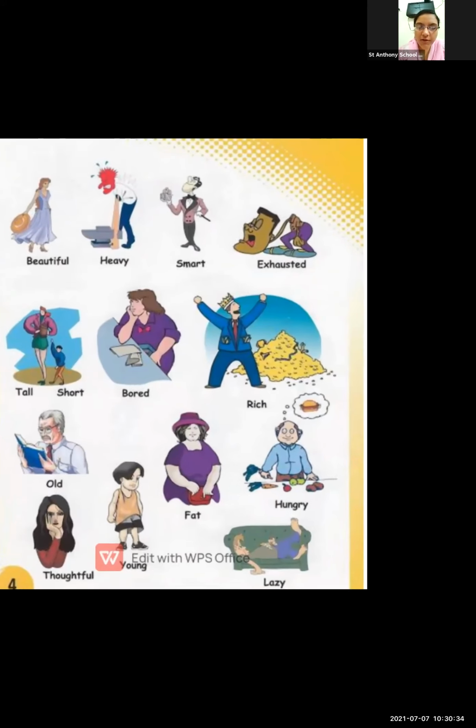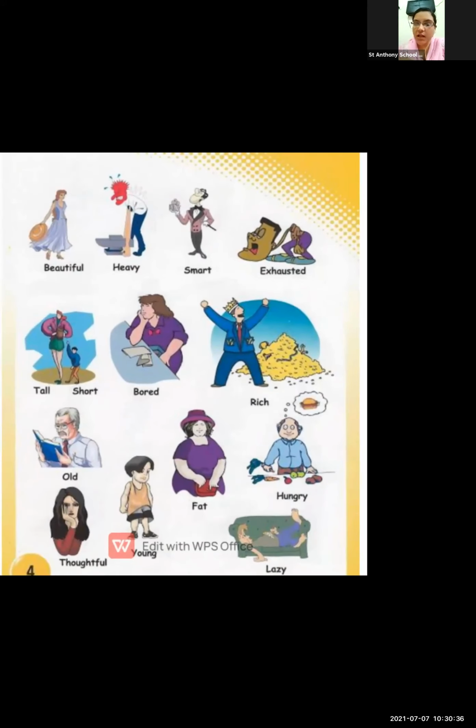Okay. Here you can see different words. Now, in the first picture, a girl is standing over there. Girl is a noun. But now I want to describe the girl. This is a beautiful girl. Beautiful is an adjective. Here what I'm doing, I'm describing the person. I'm describing the thing. I'm describing the places.